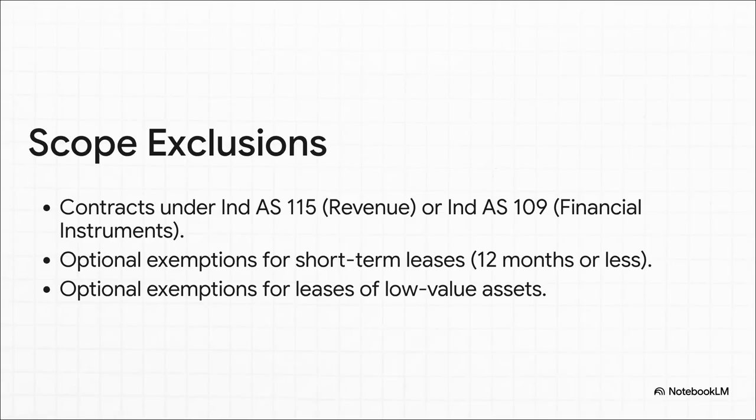The standard gives us some really important carve-outs. Any contracts already covered by Ind AS 115 or 109 are out. But more practically, you have two key exemptions you can choose to apply. One for short-term leases, so 12 months or less, and another for leases of low-value assets. Now, on that low-value exemption, the standard doesn't give a hard number, but the ISB's basis for conclusions gives a hint. Something around $5,000 or less when the asset is new would probably qualify. And remember, this is an asset-by-asset decision, not for a whole portfolio.